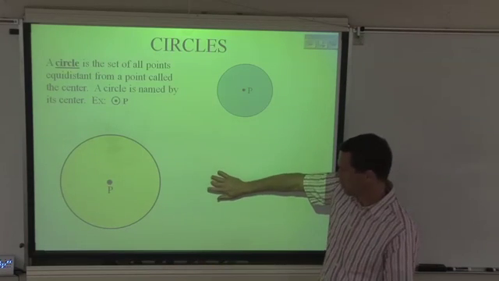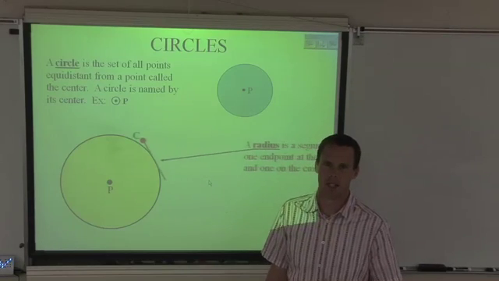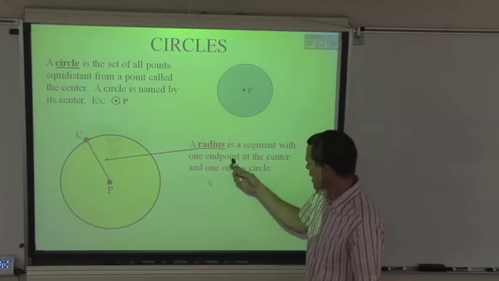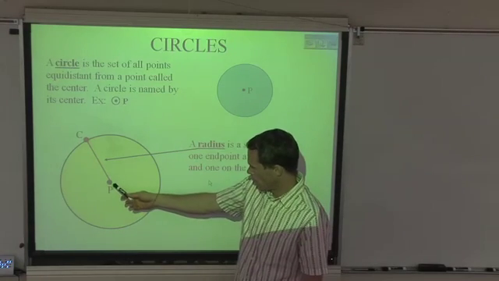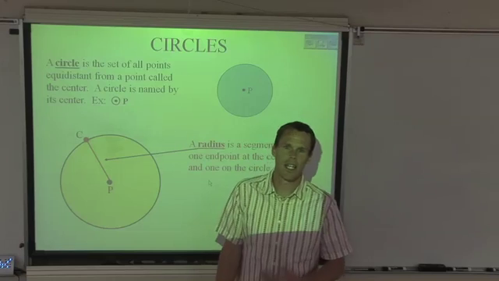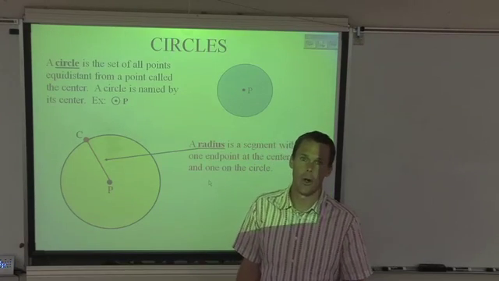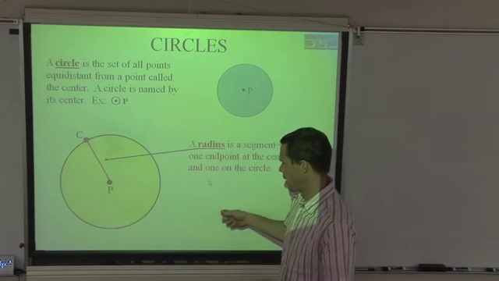Now, here's a larger circle in which we're going to take a look at the parts. The distance that we're talking about is called the radius. A radius is a segment with one endpoint on the circle and one on the center, from center to circle. And the radius length never changes. All radii of a circle are congruent. It's that 5 inches we were talking about.